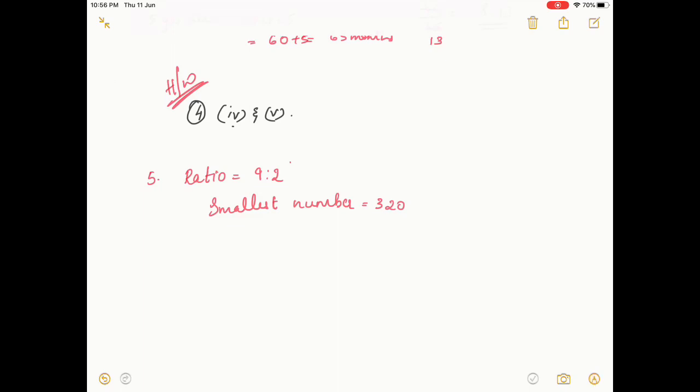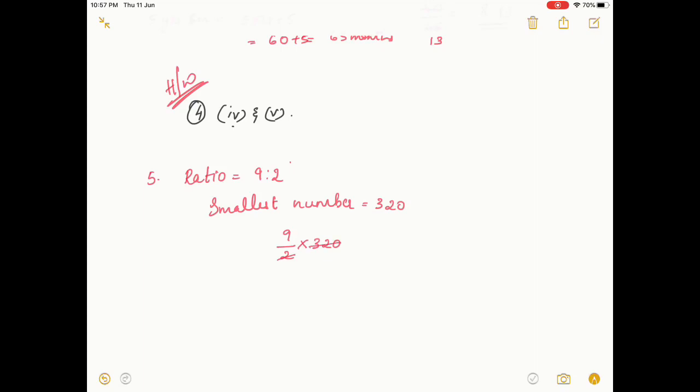So one part of the ratio is given to you and the smallest number is given to you. You need to find out the largest number. In this case, how will you find out the answer? What you have to do is, you have to multiply. You can write the ratio 9 is to 2 as 9 by 2 into 320.